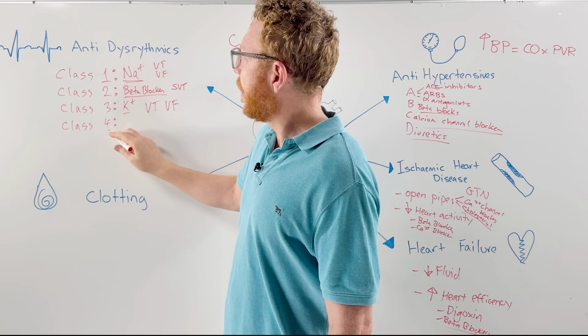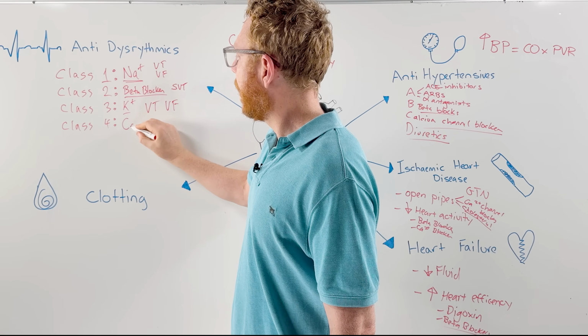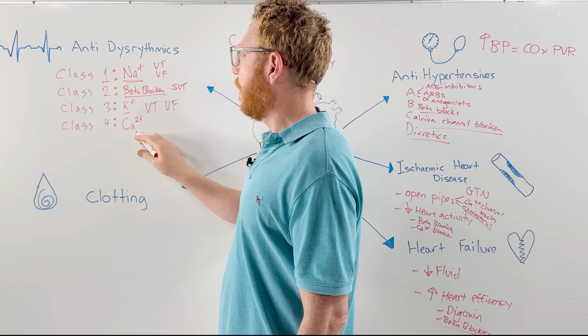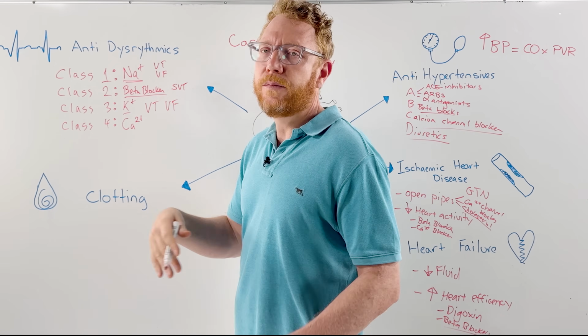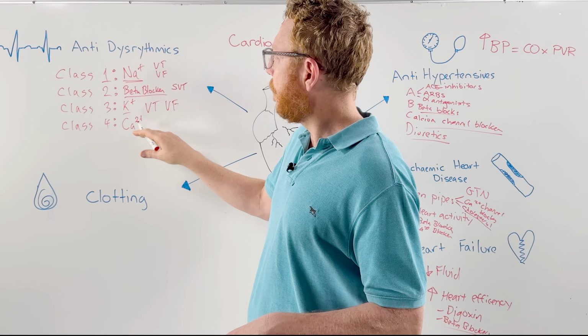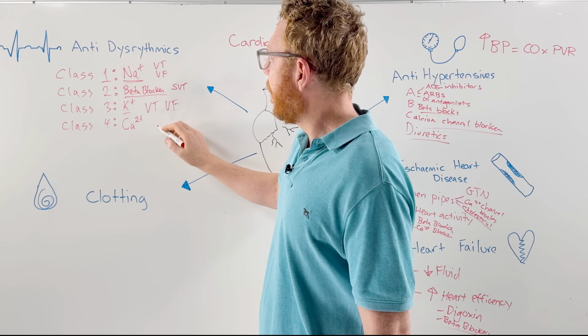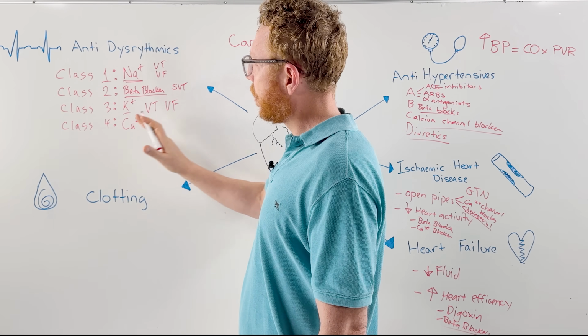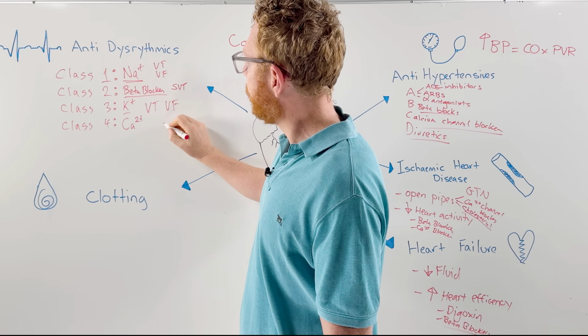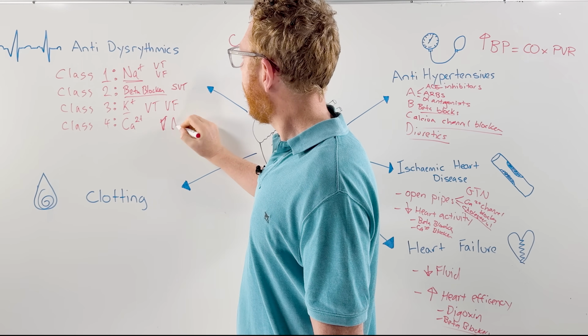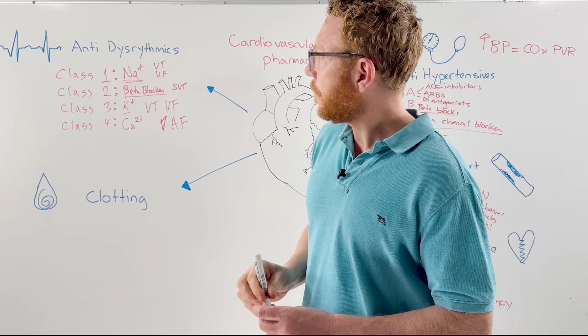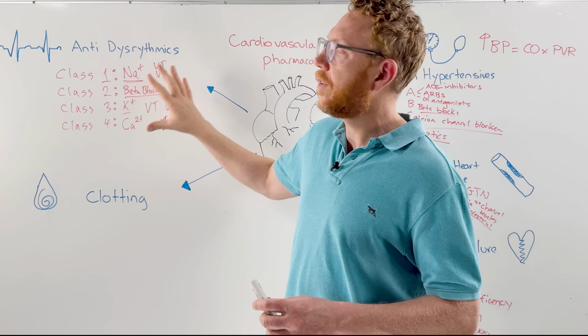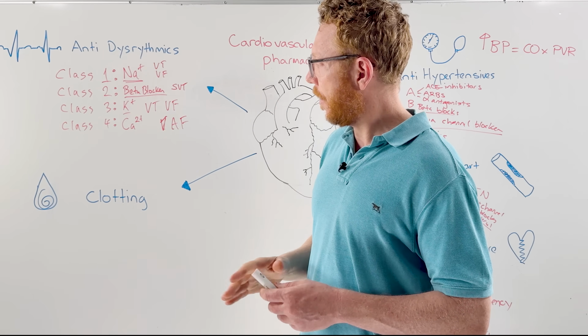And then finally, the class 4, these would be blocking calcium, the effect of calcium movement in the heart. Again, probably more so at the nodal, and this is going to slow the conduction through the heart, which may be useful in conditions like atrial fibrillation. Again, we'll do another video on this, which will focus in much more detail.